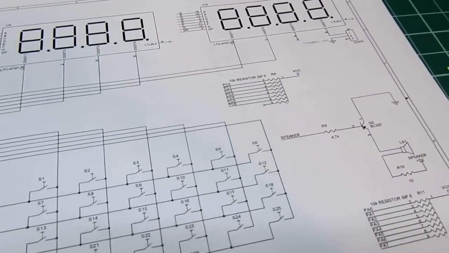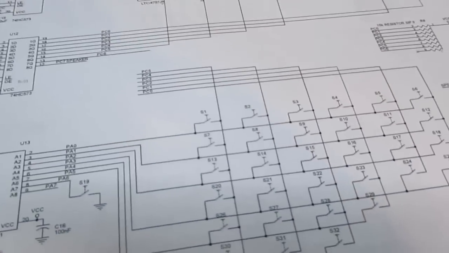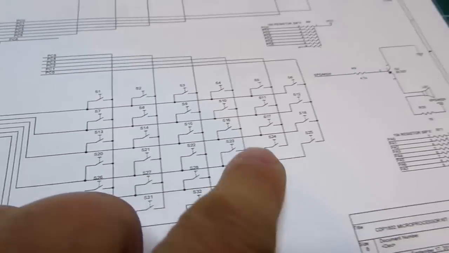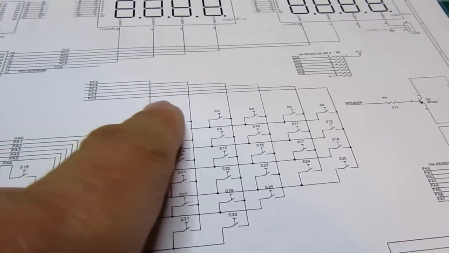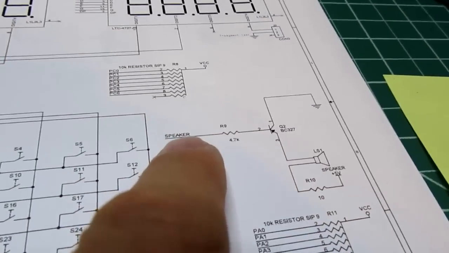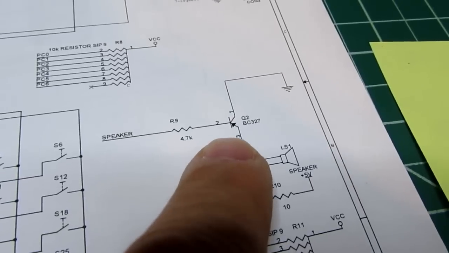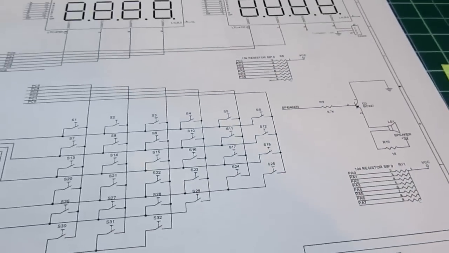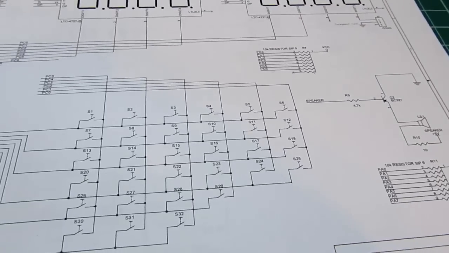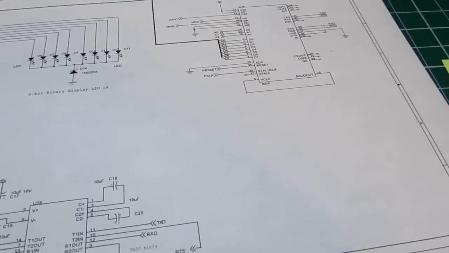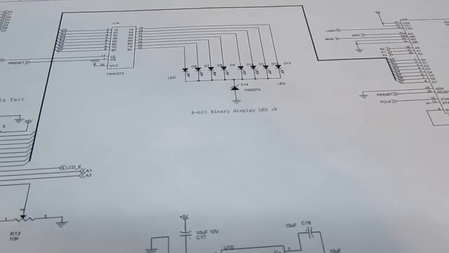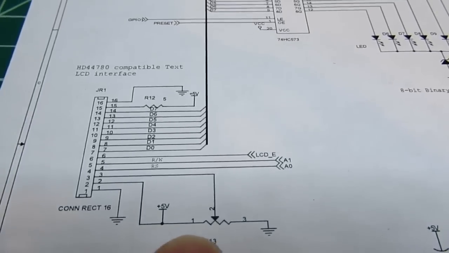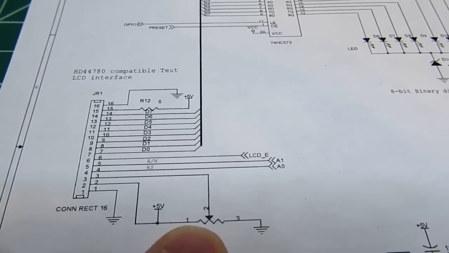And then another chip here is used to interface with the matrix scanned keyboard. And then over here is the speaker signal and the single transistor to drive the speaker. And then there's some different resistor arrays there. And then finally, this is the LCD interface header and the contrast adjustment potentiometer.